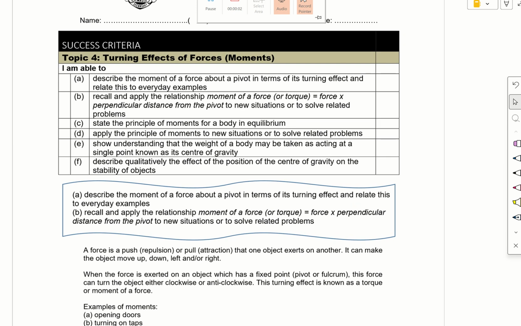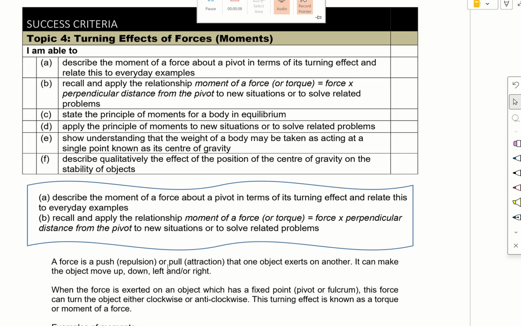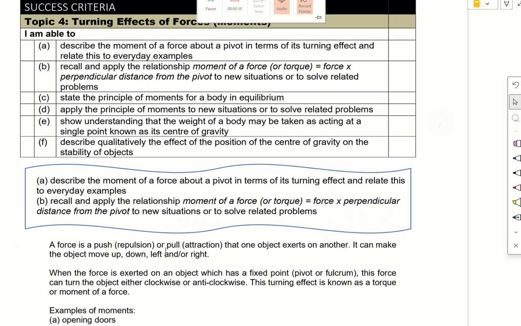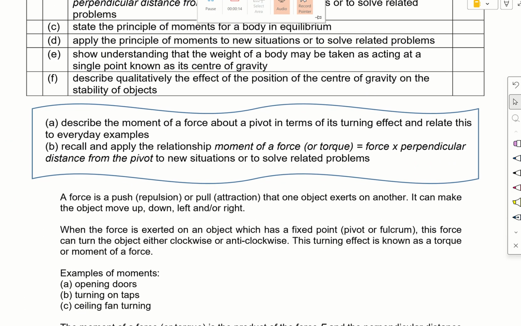Okay, for this video, I'll be going through pure physics, turning effects of forces or moments, success criteria A and B. Success criteria A: describe the moment of a force about a pivot in terms of its turning effect. A moment is also its turning effect, and relate this to everyday examples.